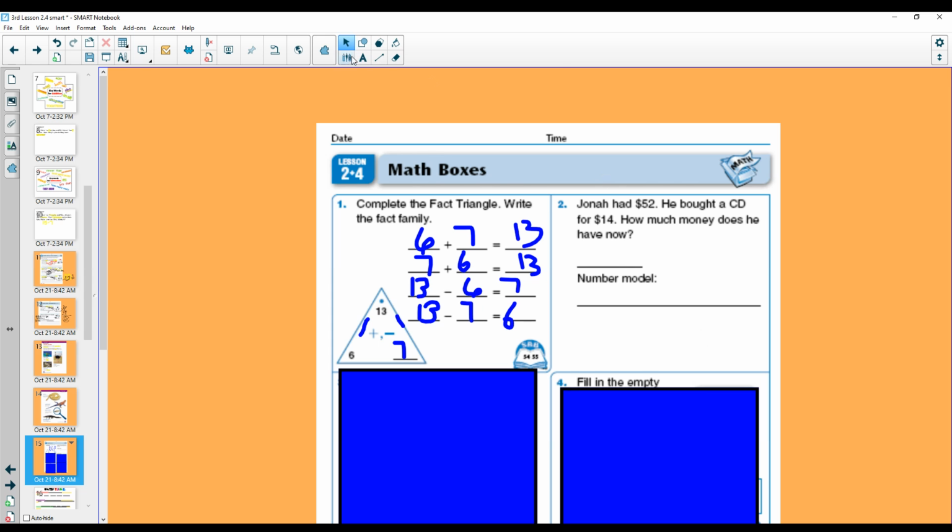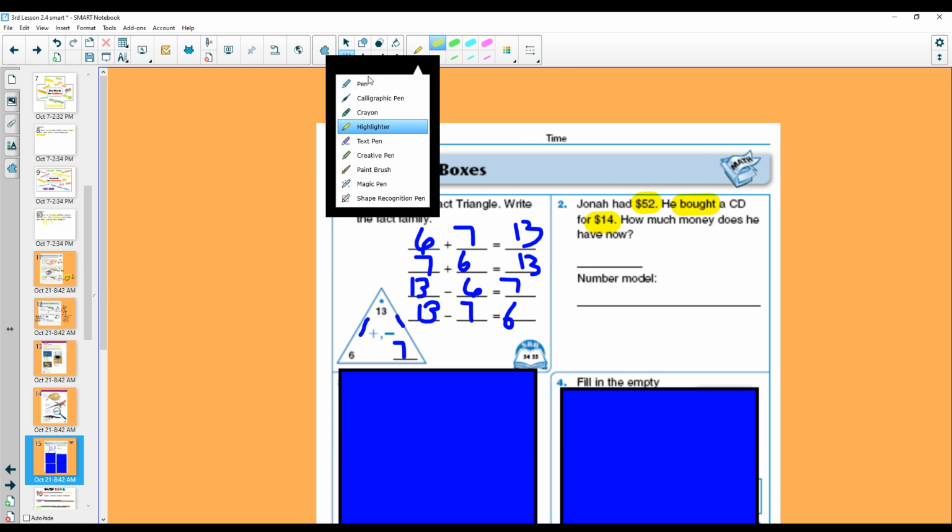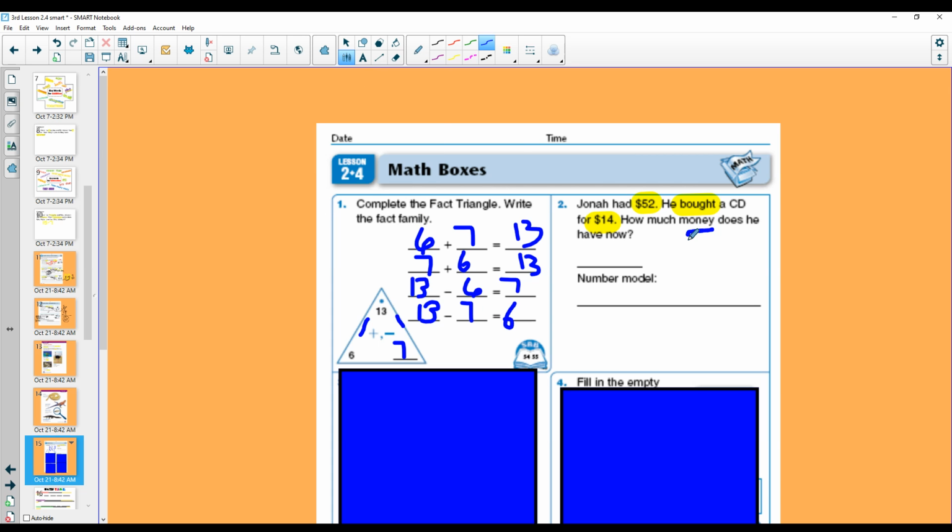Jonah had $52. He bought a CD for $14. How much money does he have now? All right, well, I'm thinking about this, and if I have $52 and I buy something, am I adding or subtracting? You're right, I'm subtracting. I'm taking away my money. More on the floor, go next door. This becomes a 4.